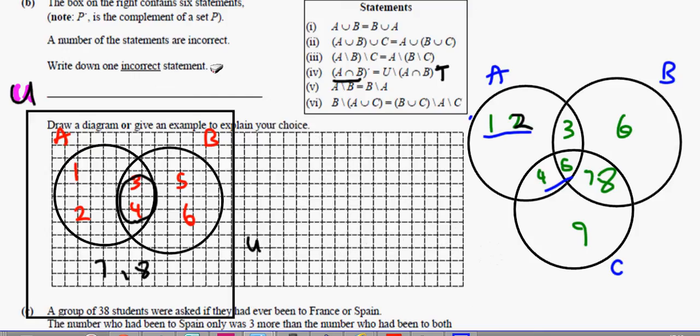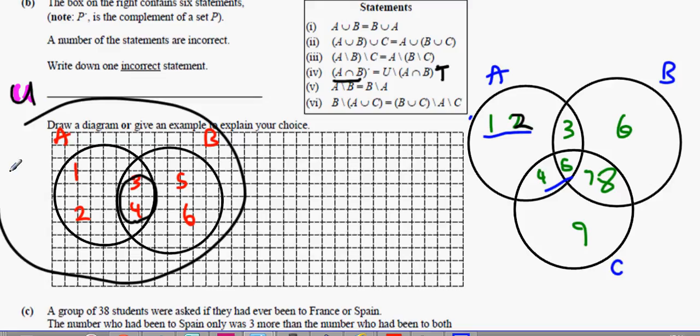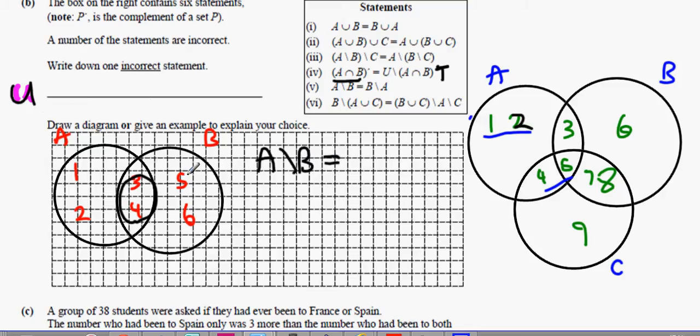A less B is the same as B less A. Everything in A that's not in B is the same thing as everything in B that's not in A. So let's figure this out. Using the example to my left here, A less B is everything in A that's not in B, and we know that's only going to be 1 and 2 because 3, 4, 5, 6 is in B. And then everything in B that's not in A is going to be only 5 and 6. So we just have to prove that this one here is false.